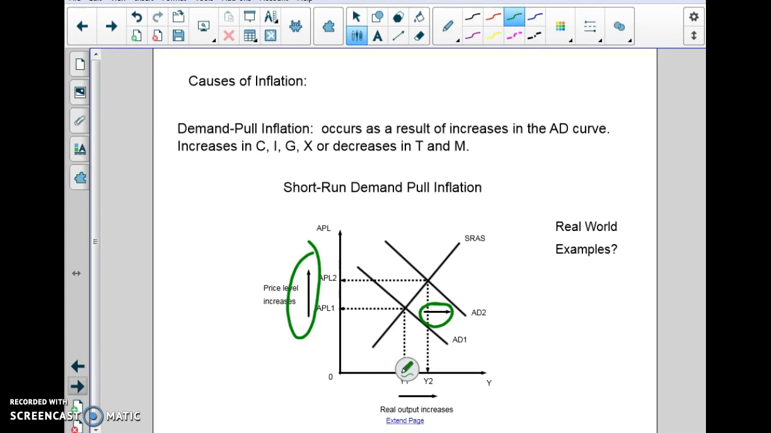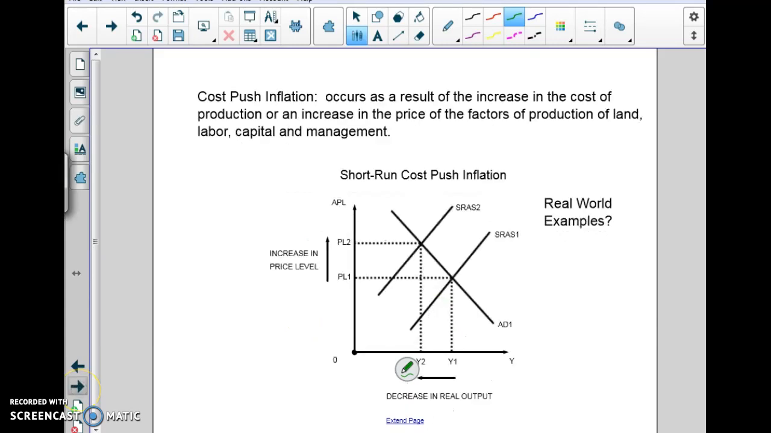The cool thing about these inflations, they're kind of dummy proof. Okay, demand-pull inflation. What causes it? Well, a rise in demand. So here's another reason why you really need to know those supply and demand shocks. Next type of inflation is what we call cost-push inflation.